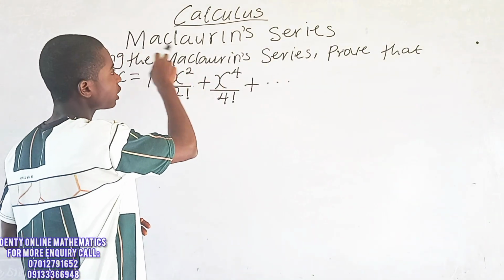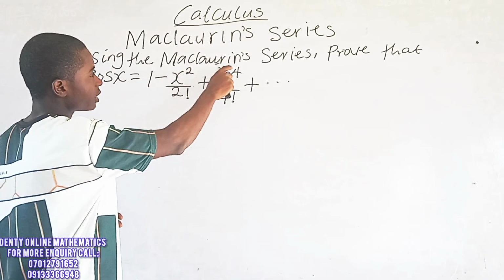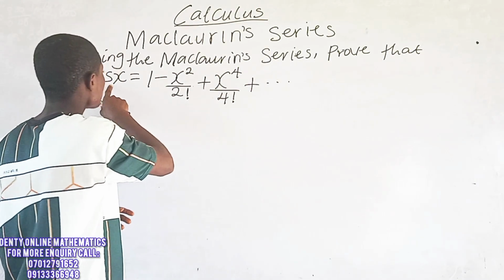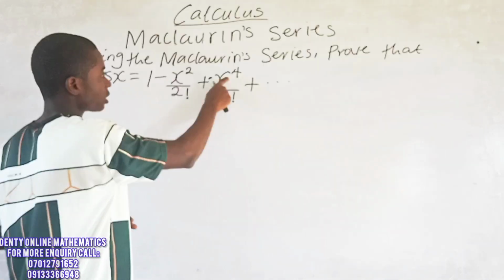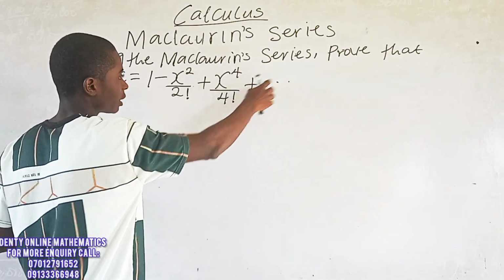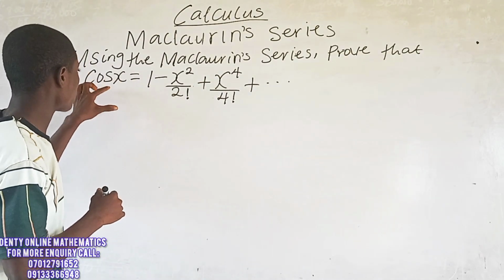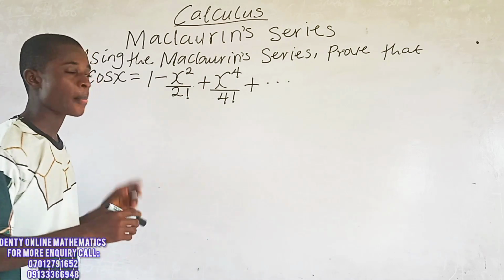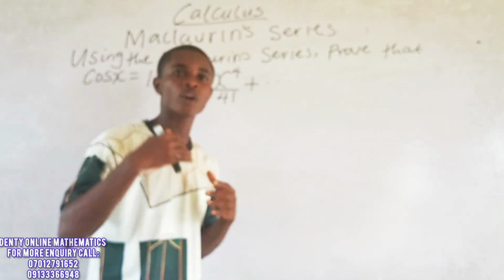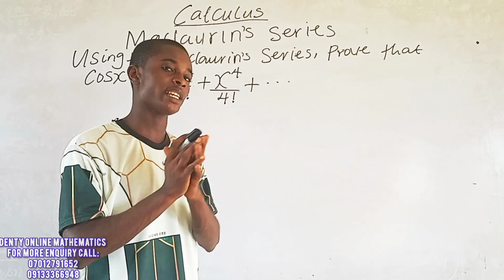We are on class of Maclaurin series. The question says using the Maclaurin series, prove that cos x is equal to 1 minus x squared over 2 factorial plus x power 4 over 4 factorial, and the series continues like that. You just have to prove that cos x is equal to this series. How are we going to do this? It's very simple. But before you can attempt this, you will need to tell us what Maclaurin series is.